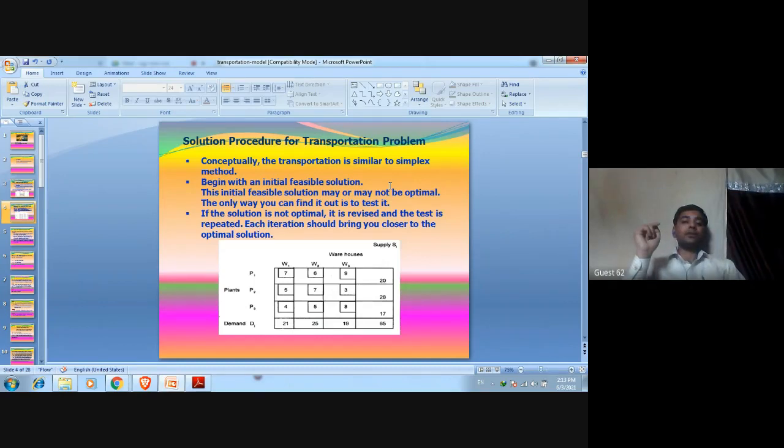Now, if the solution is not optimal, it is revised and the test is repeated. After applying some test, if we find that our solution is not optimal, then we will repeat the test, that is, whichever optimality test we were applying. So we will repeat and repeat. Each iteration should bring you closer to the optimal solution. Each solution carries us closer to the optimal solution.